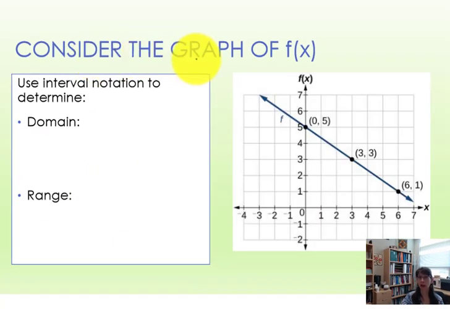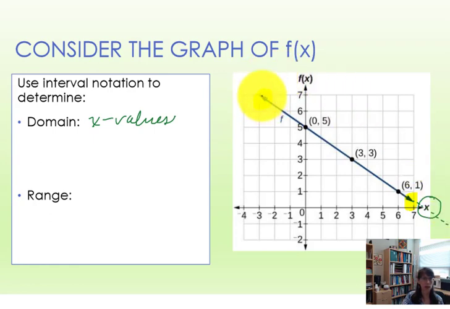Next, we're going to consider the graph of f of x. We're going to use interval notation to determine the domain and range. Domain, again, would be our x values. So you can see where the x-axis is. One thing that you need to pay attention to with your line is that this line has arrows on each end. That means the line continues in both directions. So don't think that it stops at 7. It doesn't. This line is actually continuing indefinitely.